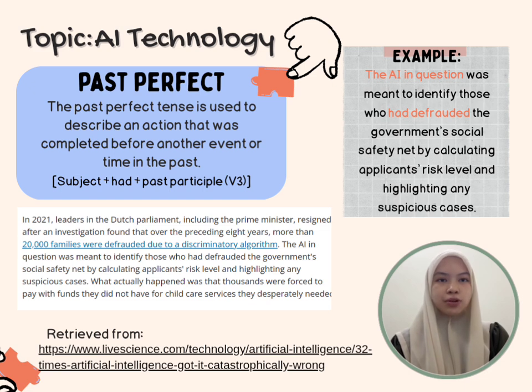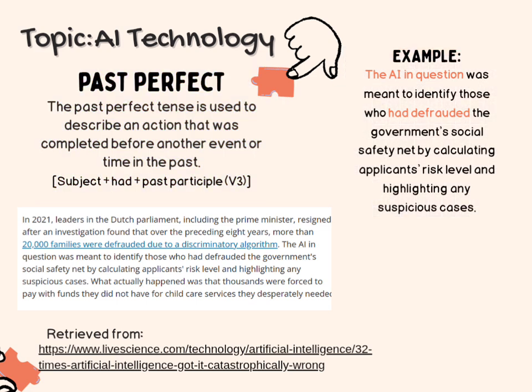An example can be found is: the AI in question was meant to identify those who had defrauded the government's social safety net by calculating applicants' risk level and highlighting any suspicious cases. The phrase the AI in question here acts as the subject, and had defrauded, where had plus past participle, shows that past perfect is being used. This sentence was retrieved from an article in Life Science titled 32 times artificial intelligence got it catastrophically wrong.